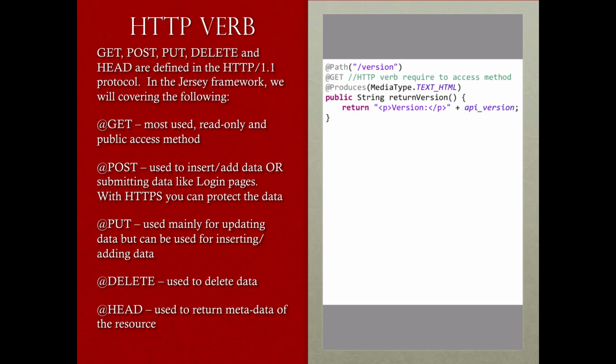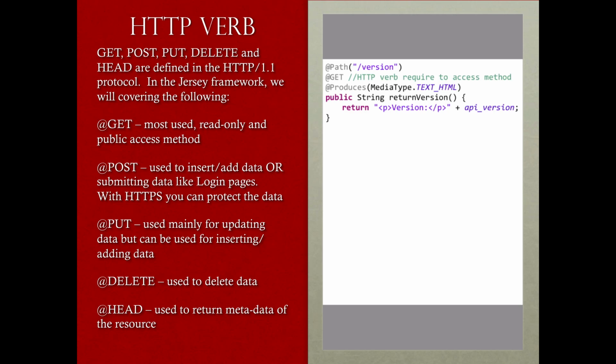And lastly, the head annotation is used to return metadata about a resource. An example of this would be on the right hand side of the screen right now. We have a versions resource defined. If we were to create a head method, it would tell the users this method is accessible through a get HTTP request, and it will return the version number of this API.